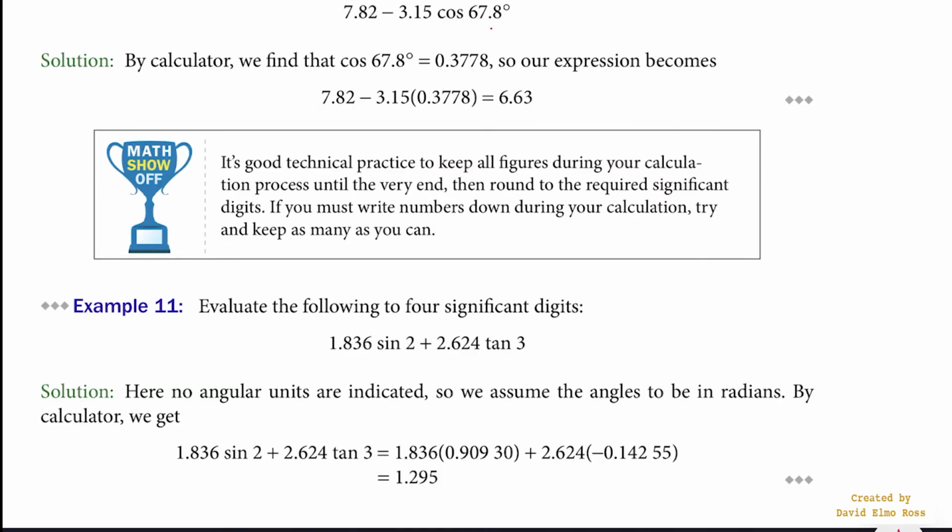Sometimes you're given an expression like this, 1.836 times sine of 2 plus 2.624 times tan of 3. Since there's no degree symbol given, we're going to assume that these angles are in radians. When we do this, we're going to get 1.836 times the sine of 2 radians, which is 0.90930, plus 2.64 times the tan of 3 radians, which is minus 0.14255. And again, when we take a look at our numbers, these are all 4 significant digits, so we're going to make sure our final answer is also in 4 significant digits.